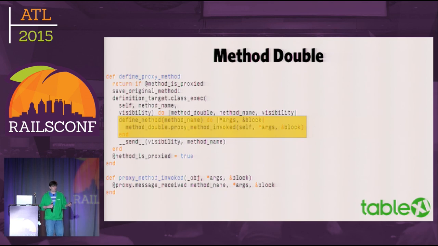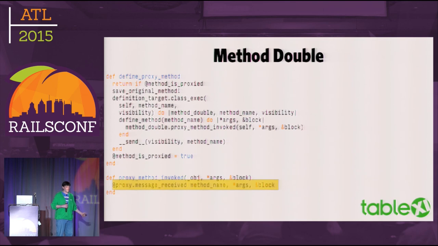That method gets pushed into the singleton class so that for that object and only for that object, the stub method captures that method call and returns the behavior that you specified and also tells the proxy that the method has been received with the arguments, because then the proxy can keep track of that.